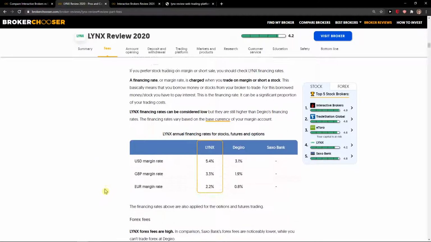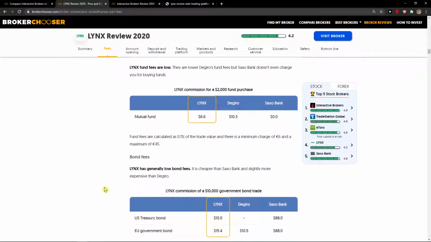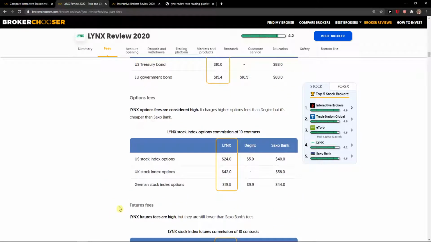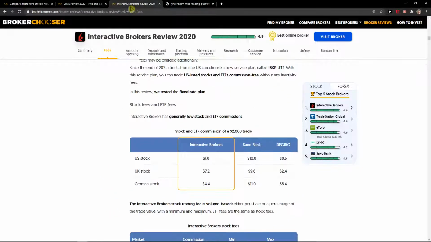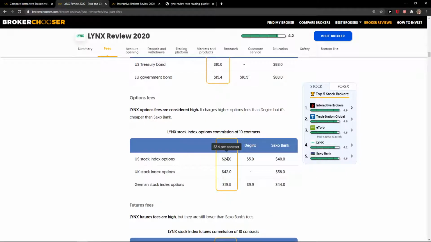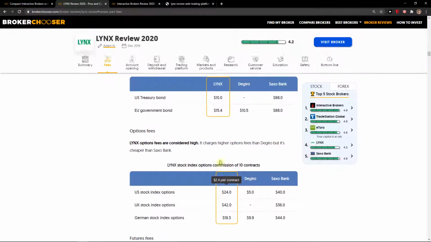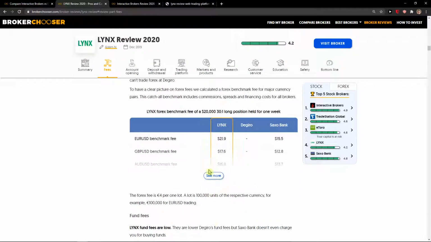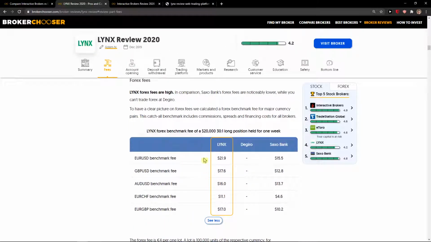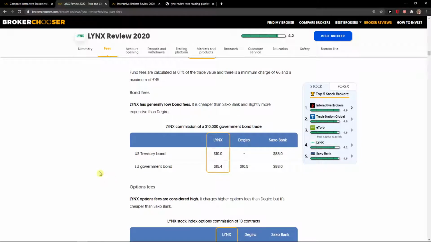Now, if you want to trade options or Forex, again, it's much more expensive than Interactive Brokers. LYNX has 24 US stock index options and $2.4 per contract. Interactive Brokers has 0.65 per contract. So again, much cheaper. Same with the Forex fees that are high. So based on fees, I wouldn't recommend going with LYNX.